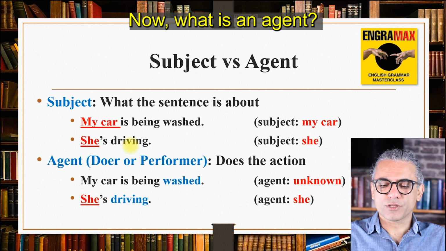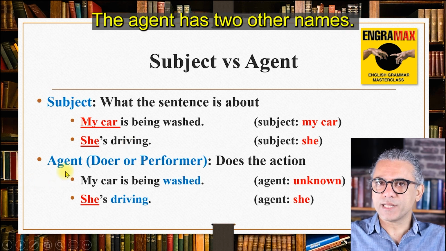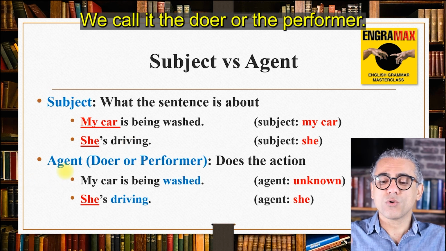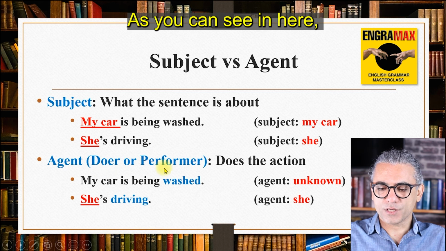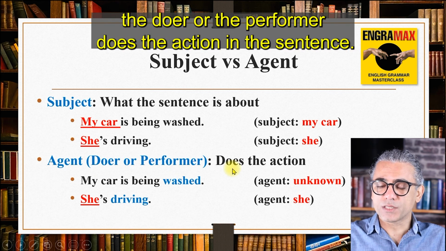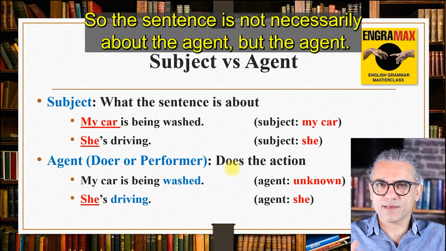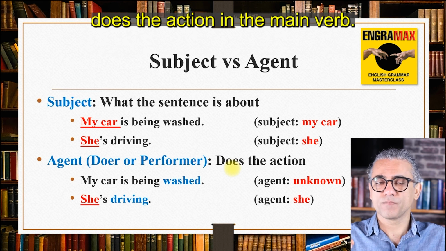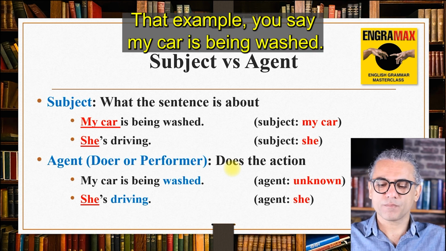Now, what is an agent? The agent has two other names. We call it the doer or the performer, as you can see in here. The doer or the performer does the action in the sentence. So the sentence is not necessarily about the agent, but the agent does the action in the main verb.